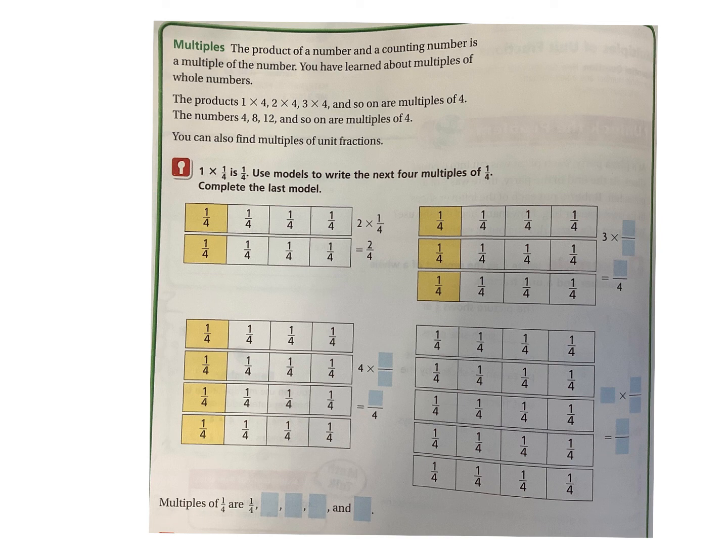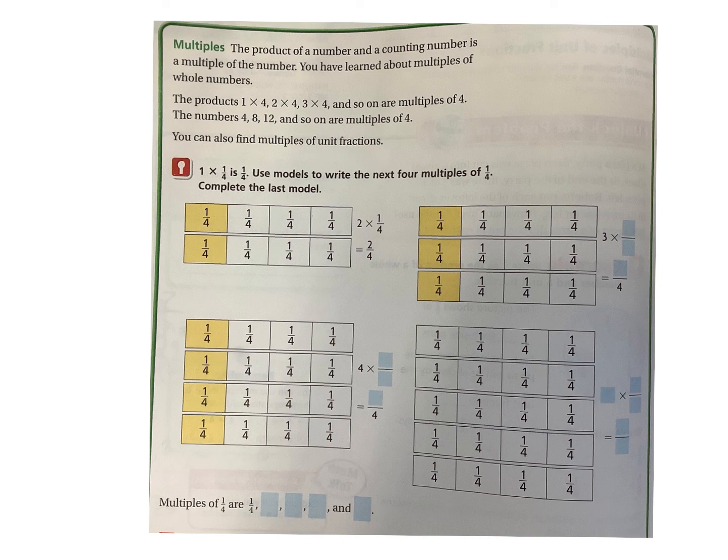It's counting by the numbers, like the multiples of 3 are 3, 6, 9, 12, 15, and on and on. The product of a number and a counting number is a multiple of a number. You've learned about multiples of whole numbers, 3, 6, 9, 12. The products, 1 times 4 is 4, 2 times 4 is 8, 3 times 4 is 12. So 4, 8, 12, and so on are multiples of 4. You can also find multiples of fractions.